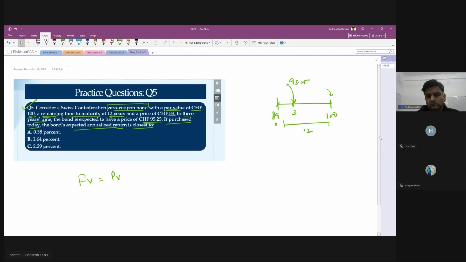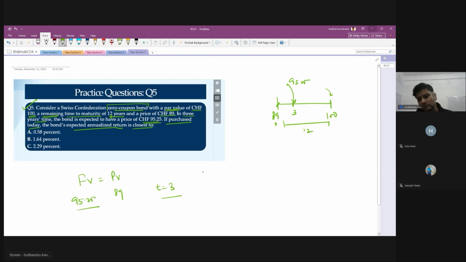There's a small trick. See, this is given. Present value is 89. Future value is 95.25 after 3 years. Time period I am also aware, 3 years. Now the only thing is I have to create an equation. Now what equation will it become? That is my concern. What equation will it become, and how do I solve it? What should be the logic I should put in? Any idea?